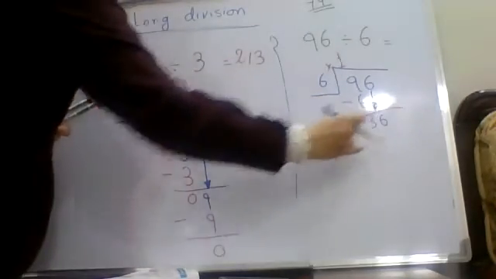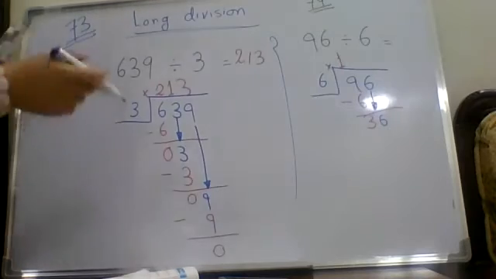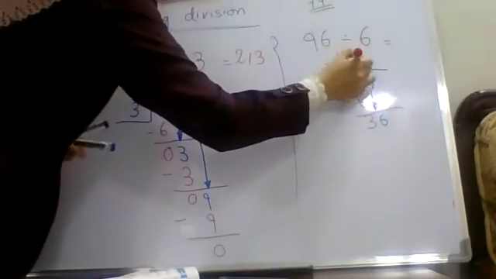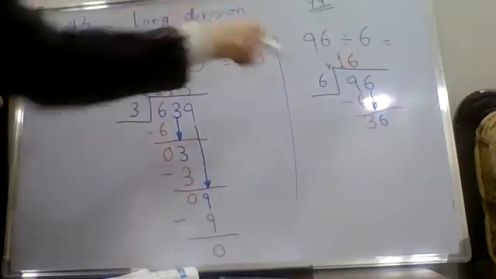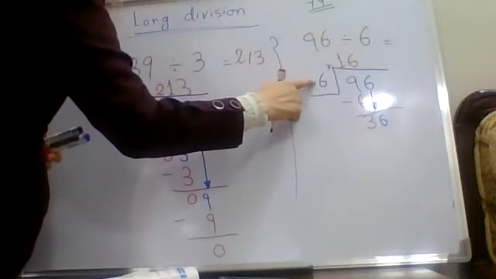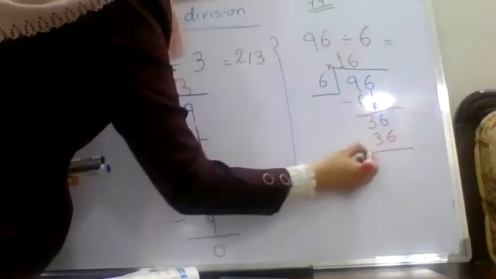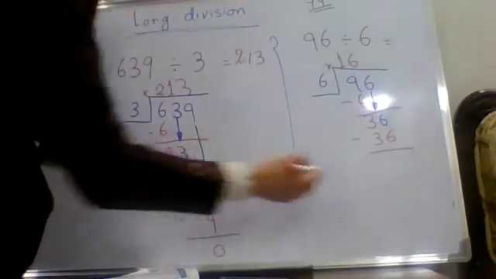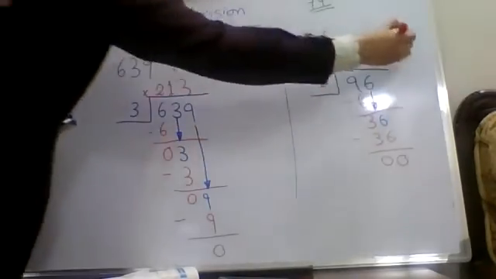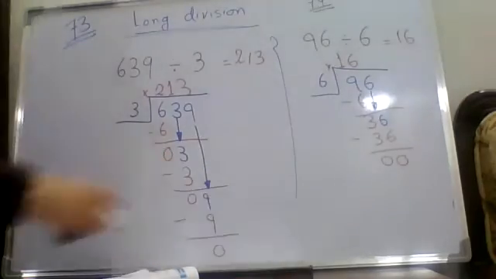I have 36. How many 6 inside the 36? We know that 6 times 6 equals 36. So the answer for sure is I have 6 6's inside the 36. Multiply it again. 6 times 6 equals 36. Subtract it. 36 take away 36 equals 0. So the answer is 16, and I don't have a remainder. The remainder is 0.